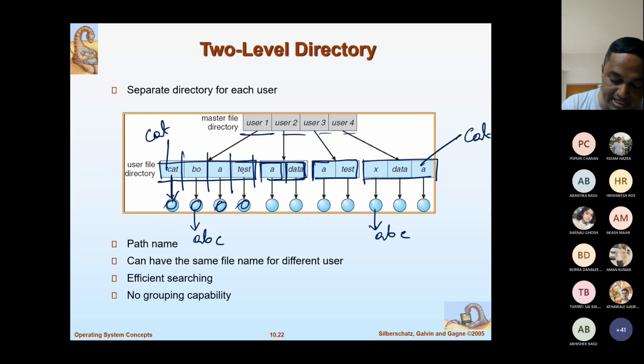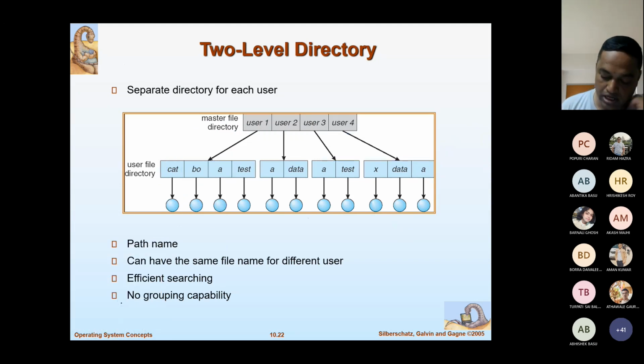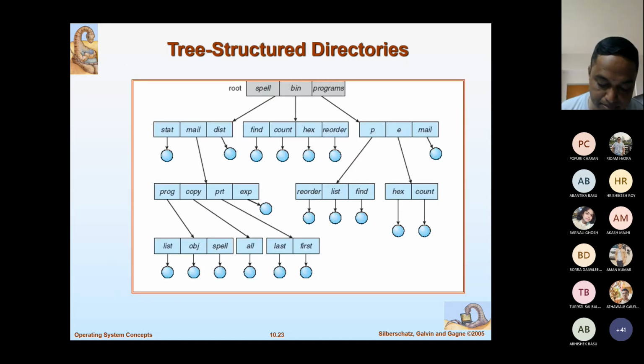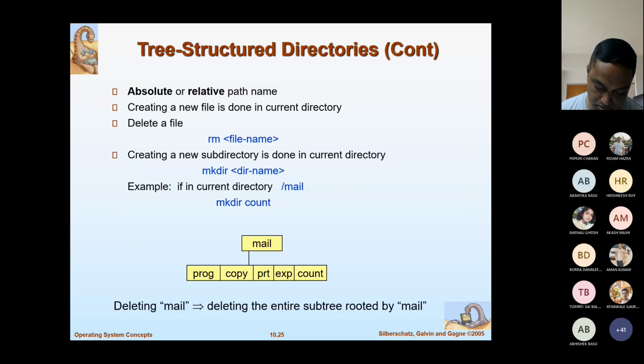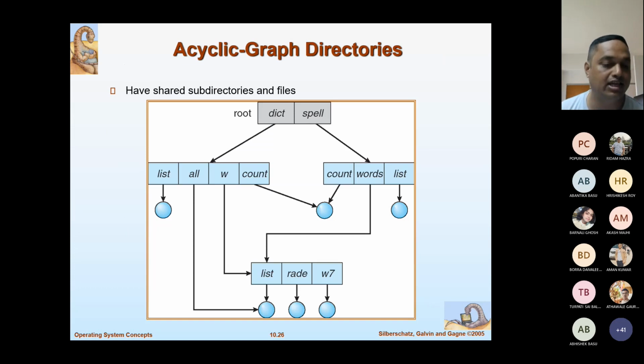But the disadvantage is that, suppose user 2 wants user 1 to access this one, or user 2 wants this particular file to be accessible by user 1. This cannot be done by a one level or two level directory. This can be achieved by a tree structured directory with an acyclic graph.